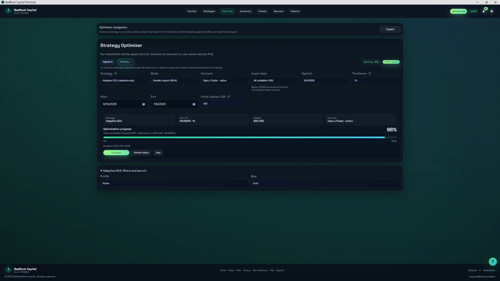That is completely normal. We may be testing many different combinations of distances between DCA entries, the number of averaging steps, additional entry sizes, trend and volatility parameters, take profit, stop loss, and trailing settings, market phase filters, entry signal parameters. The longer the historical period, the smaller the time frame, and the greater the number of variable parameters, the more computation is required. Do not stop the process simply because it has not finished within 5 minutes.